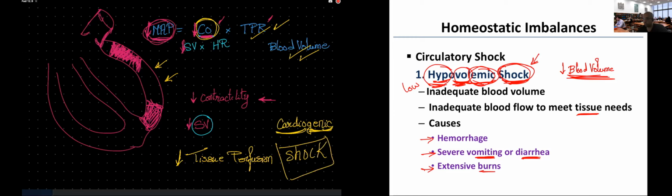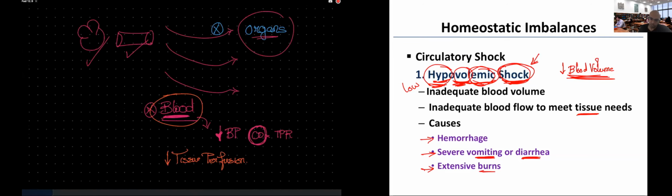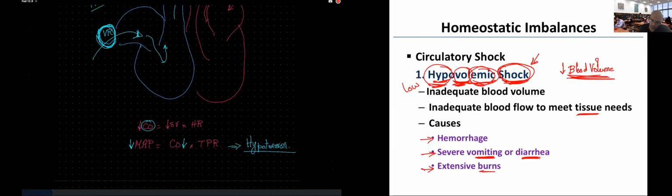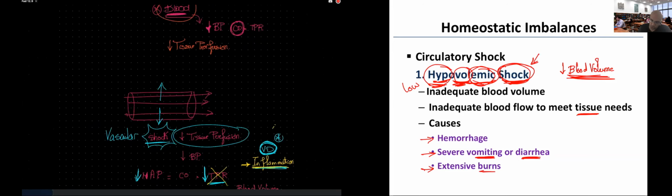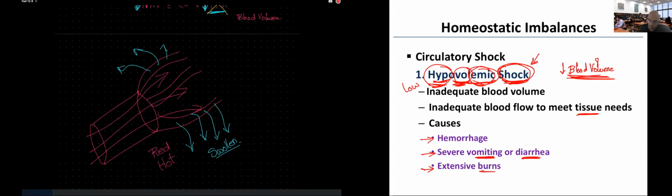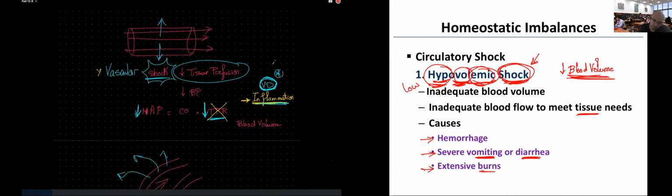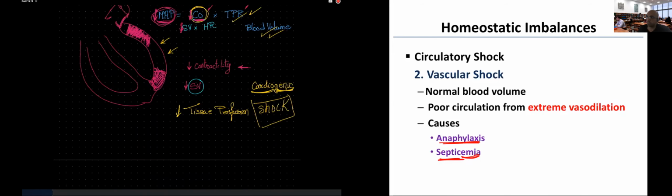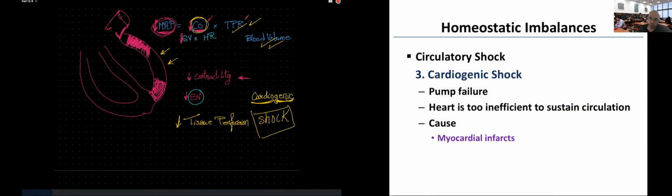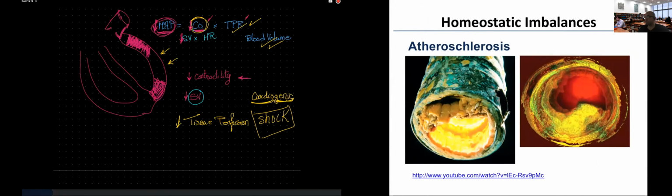So again, how many types of circulatory shock have we seen? We've seen 3 different types. Again, a loss of my blood volume, a drop in my blood volume, is going to result in hypovolemic shock. Major dilation of the arterioles, like in case of anaphylaxis or septicemia, is going to be a vascular shock. Having a major reduction in the contractility of the heart is going to result in a cardiogenic shock, and this is going to be manifested in case of multiple myocardial infarction.